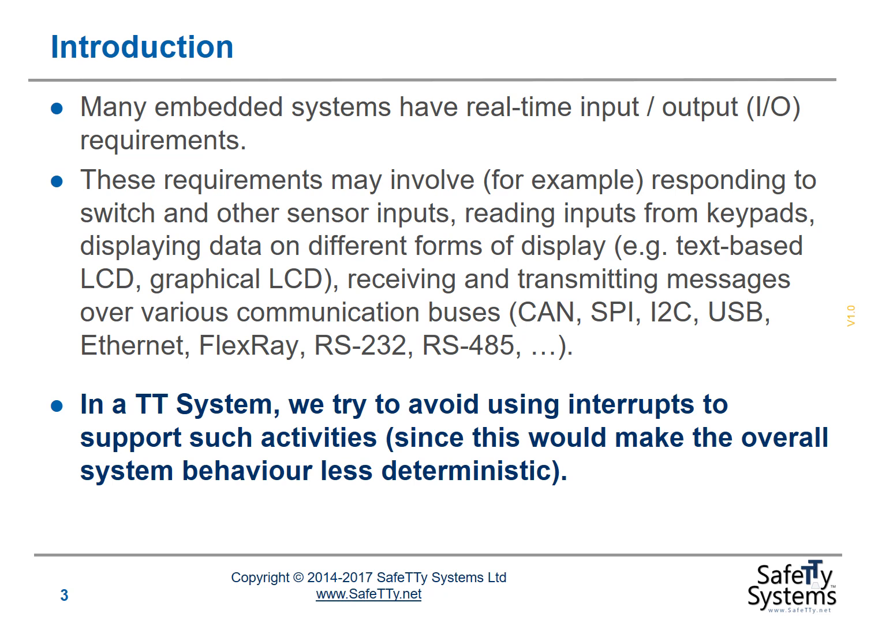If it's a TT system, we want to try and avoid using interrupts to support these activities, because use of interrupts would make our system behavior less deterministic. In other words, if we use interrupts and these interrupts can occur at effectively random points in time, it makes it much more difficult for us to model the system precisely. And that's what we're trying to do when we create a TT system.